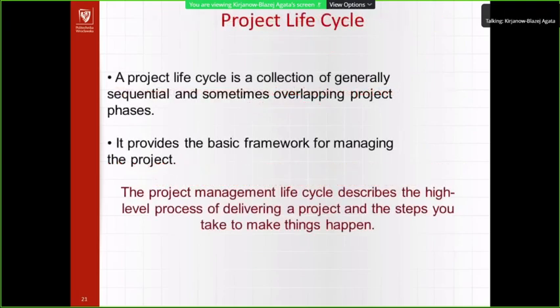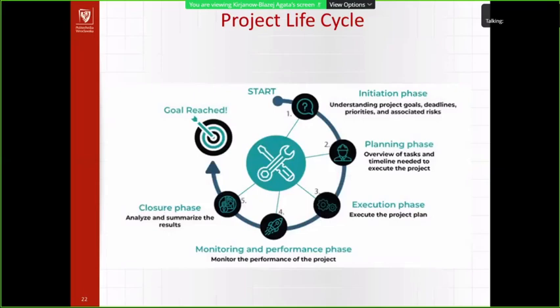And a few words about the project life cycle. A project life cycle is a collection of generally sequential and sometimes overlapping project phases. It provides the basic framework for managing the project, and the project management life cycle describes the high-level process of delivering a project and the steps you take to make things happen. And here you see a few phases.